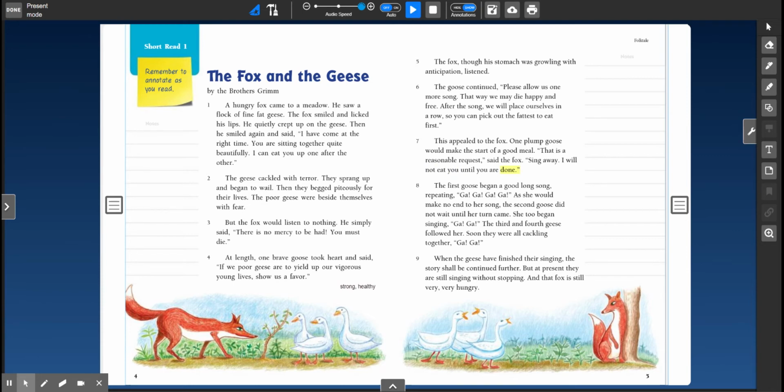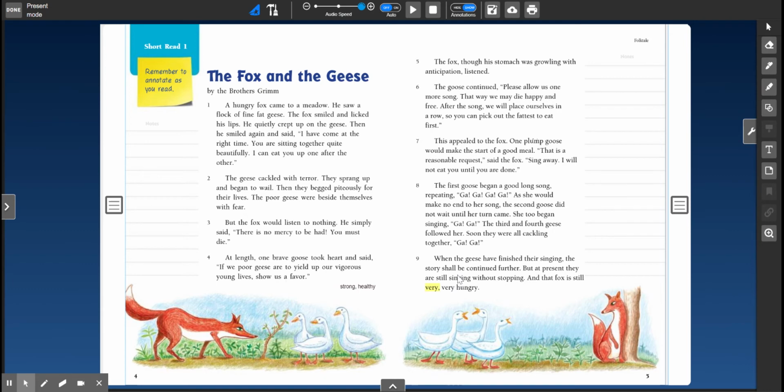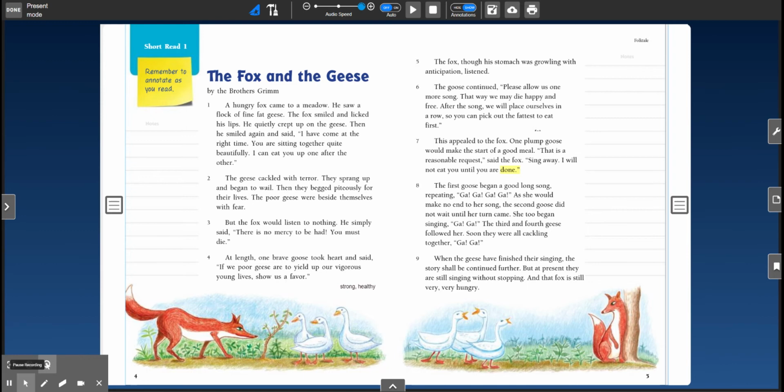All right, let's quickly talk about this word right here called plump. What does the word plump mean? Think about that. If you're not sure, think back to the deal in paragraph 6. The word plump is a synonym for fat. All right, so let's see what happens. This goose is going to start singing, and the fox cannot eat any of the geese until they are done.